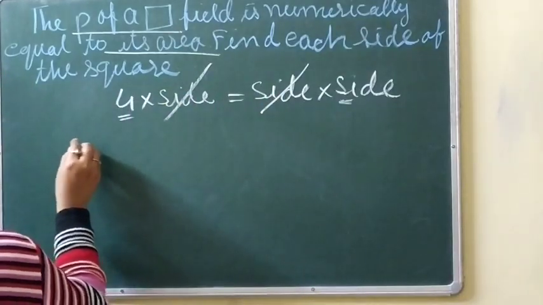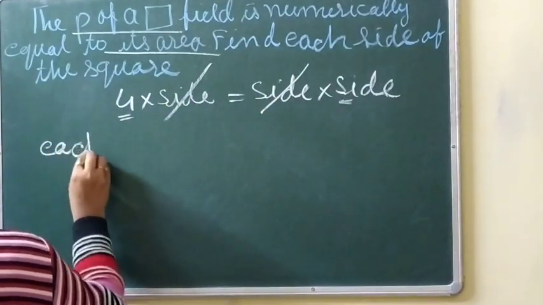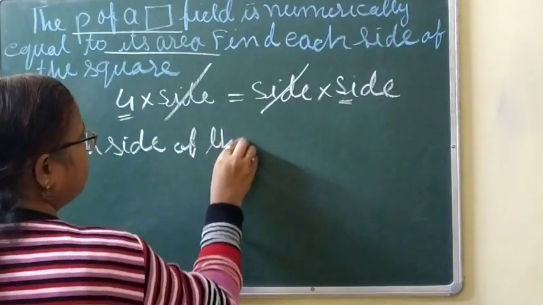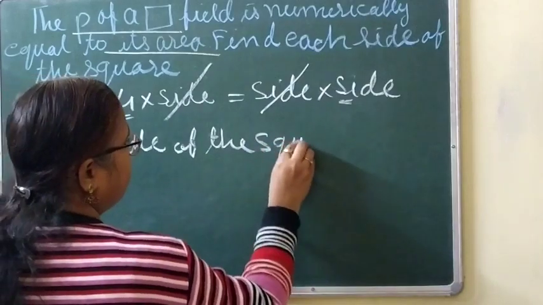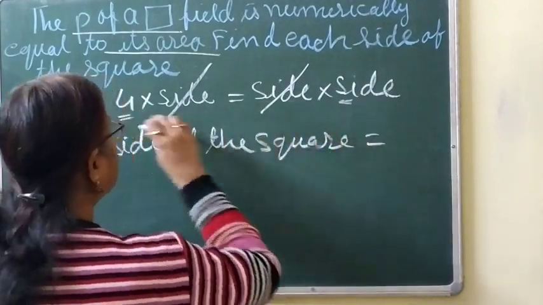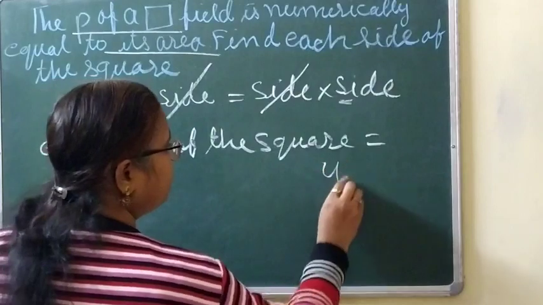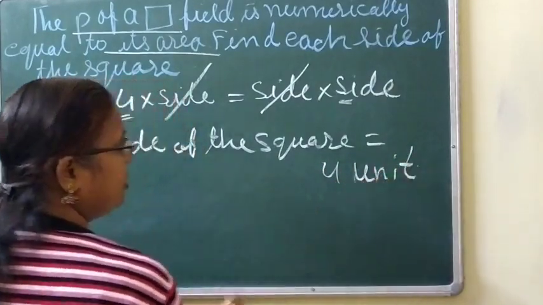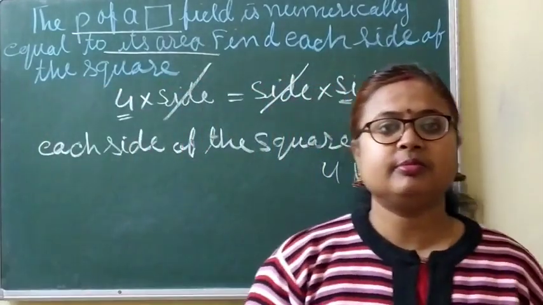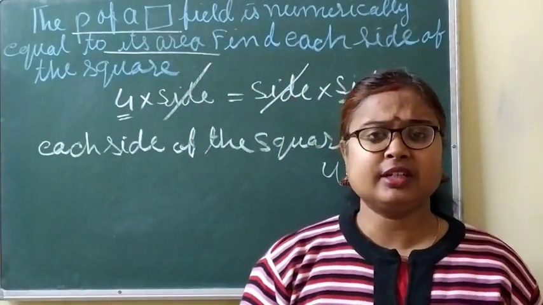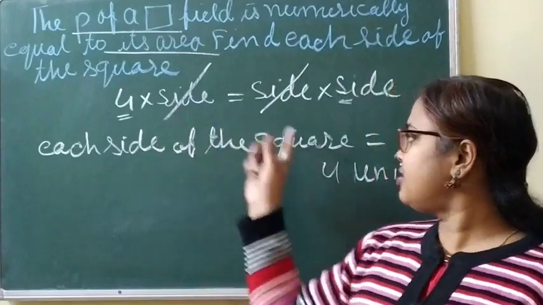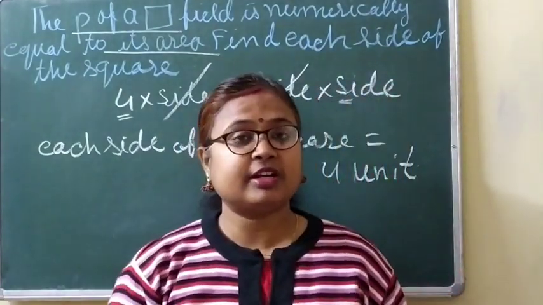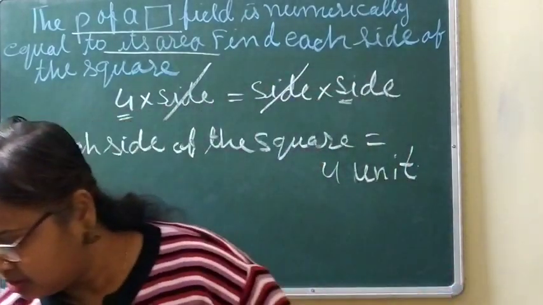So each side of the square will be equal to 4. You will write simply 4 unit, because it is not mentioned whether it is centimeter, millimeter or meter, nothing is mentioned. So your answer will be like this, 4 unit. Okay. Now let's solve some different type of questions.